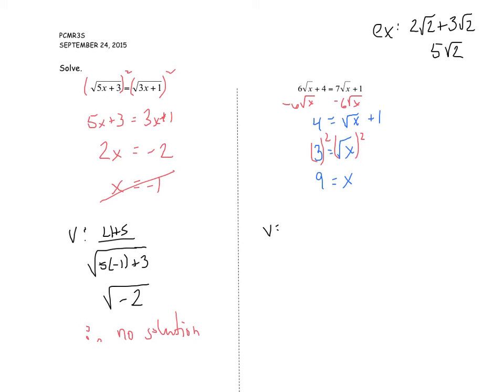You plug in your 9. From the left-hand side, we have 6 square root of 9 plus 4. And the square root of 9 is 3. So 3 times 6 is 18, plus 4 is 22. And now on your right-hand side, plug in 9. So 7 square root of 9 plus 1. 7 times 3 plus 1. So 21 plus 1 is 22, which verifies our solution.